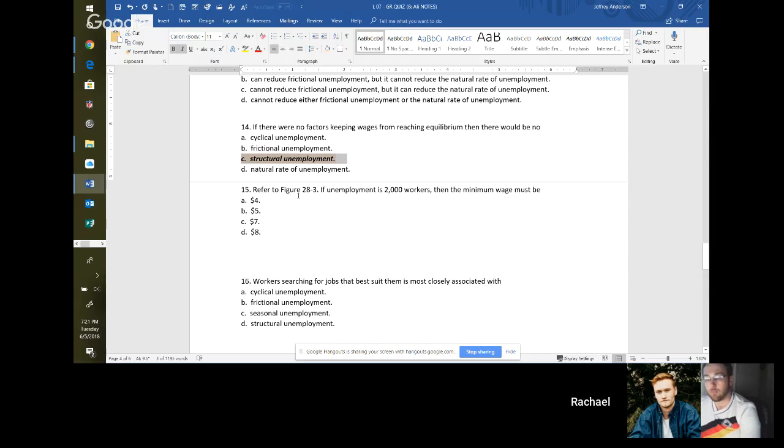Okay, so if unemployment is 2,000 workers, then the minimum wage. Wait, where is it? I need to find the original. Is there a chart that goes to that?